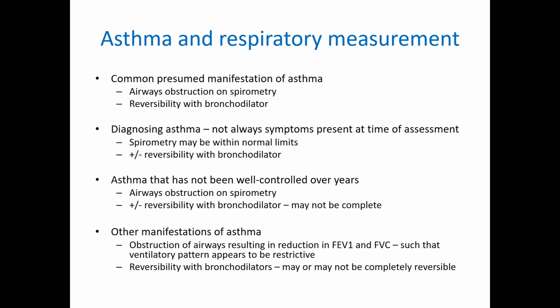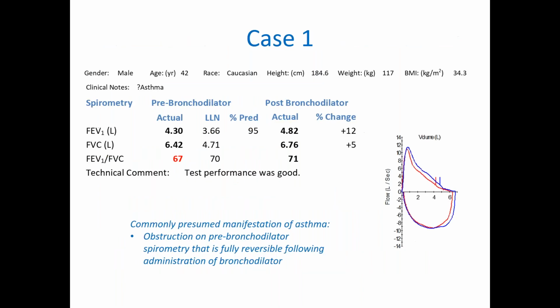The other manifestation of asthma that you can sometimes see is obstruction of the airways, resulting in a reduction of both FEV1 and FVC, such that the ventilatory pattern appears to be more restrictive than obstructed. And when you give bronchodilators, there may or may not be complete reversibility of that airflow limitation. And I'm going to go through a few cases now to illustrate some of these different patterns that you see.